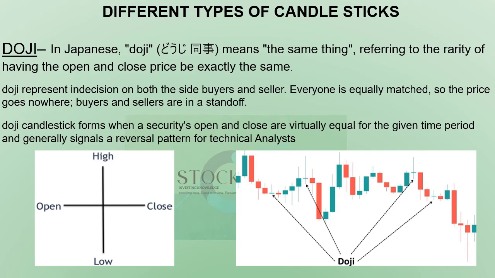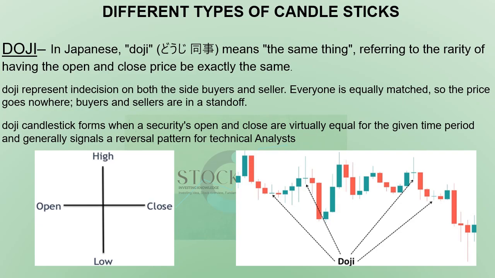A doji candlestick forms when a security's open and close are virtually equal for a given period of time and generally signals a reversal pattern for technical analysis. Below we have two diagrams. In one you can see the open and the close are almost at the same price, whereas the high and low have a huge volatile wick. That represents the normal doji.